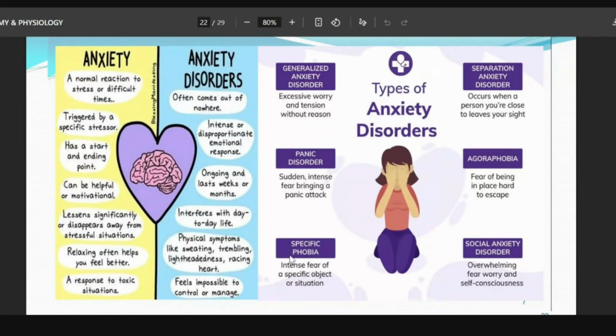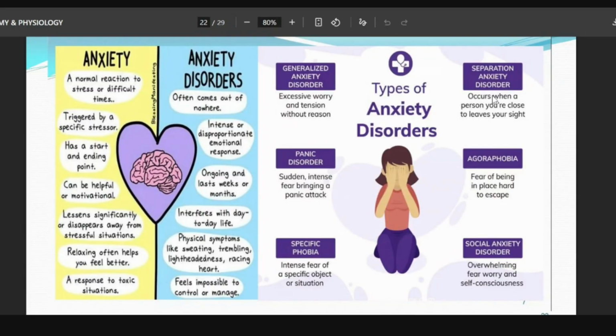Then there can be phobia, means dar. Okay, phobia means fear of something. So if a specific phobia is there, that means on seeing a particular situation or a particular object only, they will get this anxiety. Otherwise, they are fine with other things.